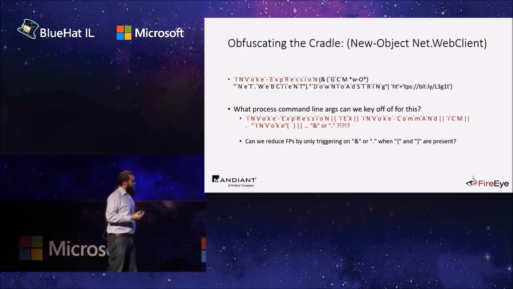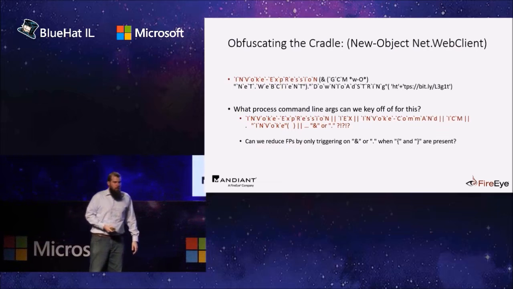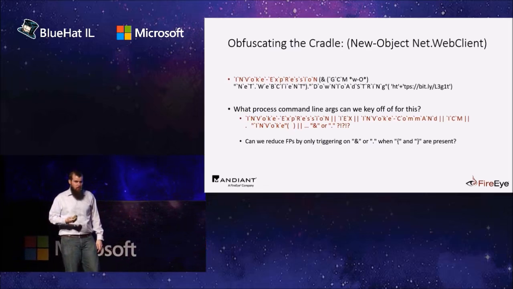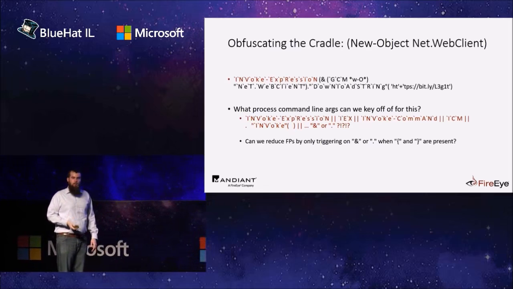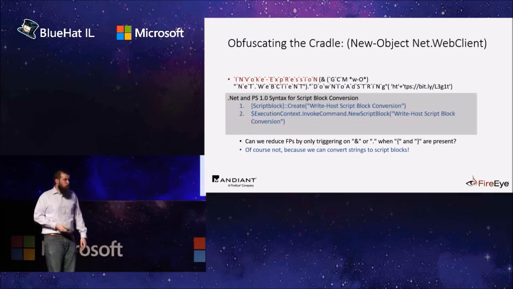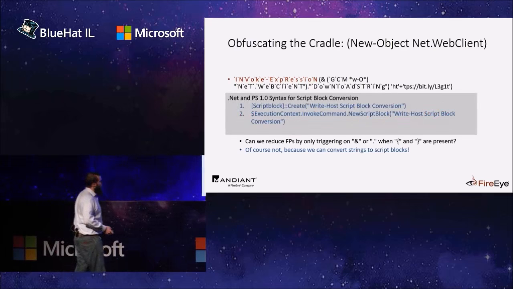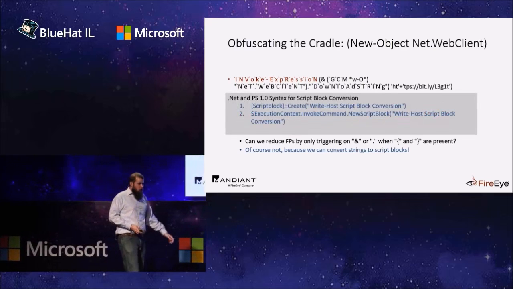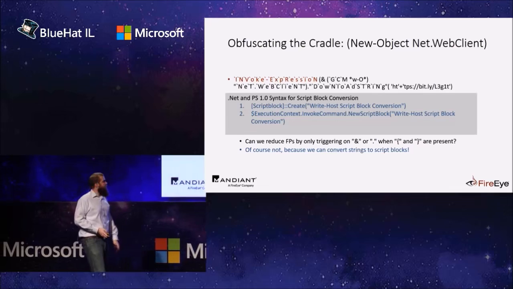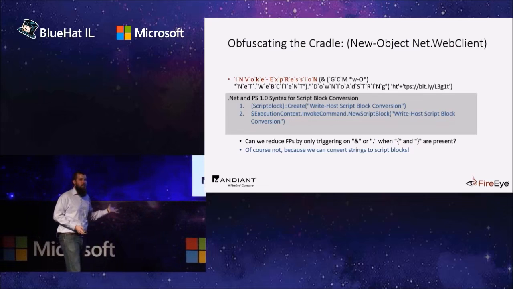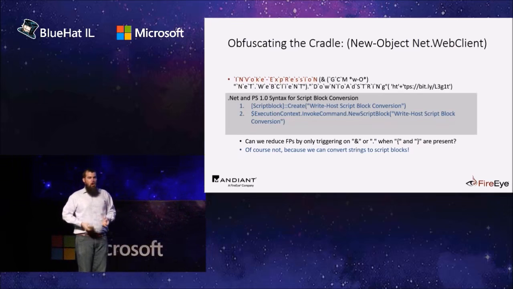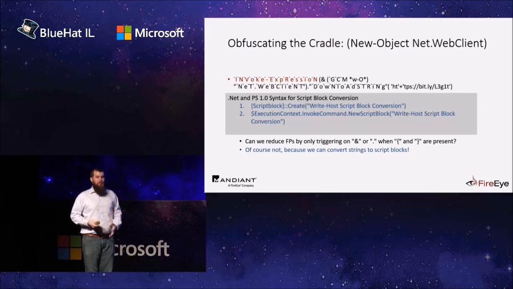So again, let's come back to this example with the dot or ampersand invoke operators. What if we say I only care about those if I also see open and close curly braces because it's a script block? What's the problem with that? The problem is you can convert strings to script blocks. There are two basic ways to do it. One is you can use the .NET ScriptBlock.Create, or you can use, once again, the execution context to cast an expression to a script block, such that we can use the dot or ampersand invocation operators on an expression where curly braces are never present.